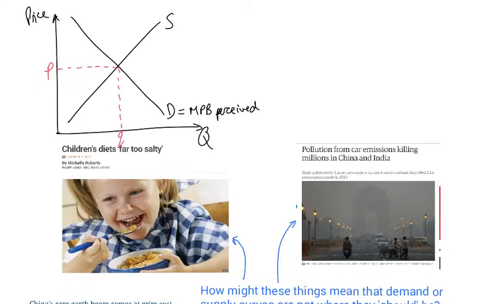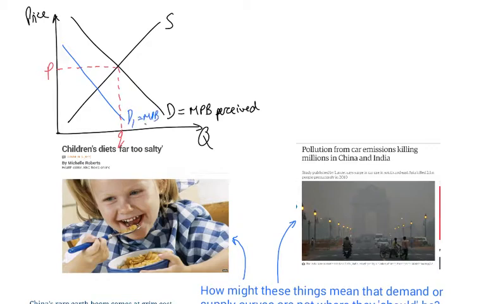So what have we got? What's the problem here? Diets are too salty. That suggests that the children, certainly, and quite possibly the parents as well, don't appreciate the full dangers of this saltiness. What does that mean in terms of demand and supply? Well, it means they are demanding it more highly than they should be, that they are perceiving their benefits to be greater than they actually are. If they were to take account of the dangers of the increased salt intake, then it's quite likely that they would actually demand less of this.